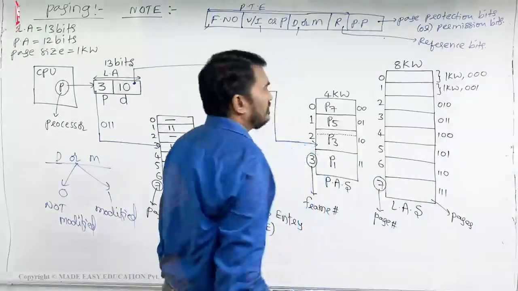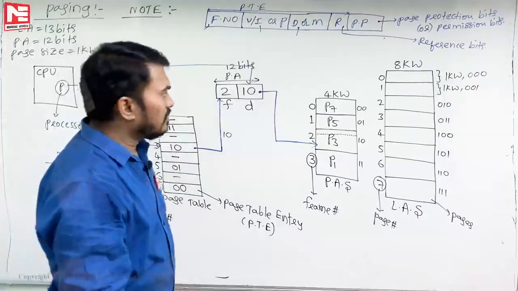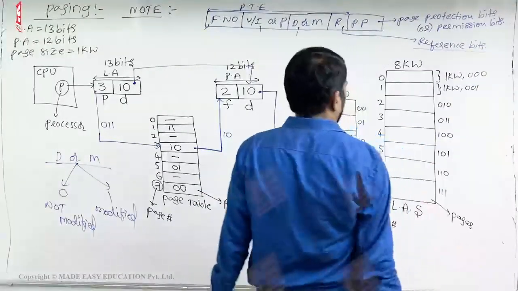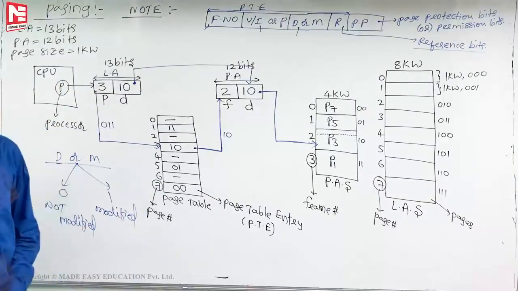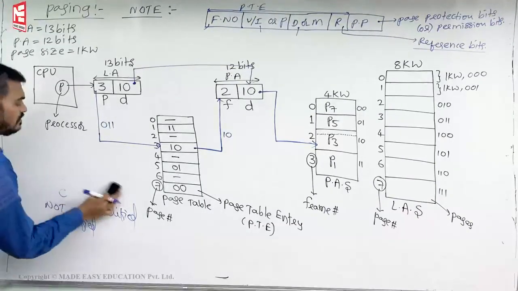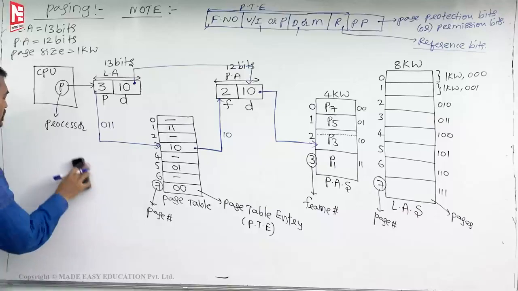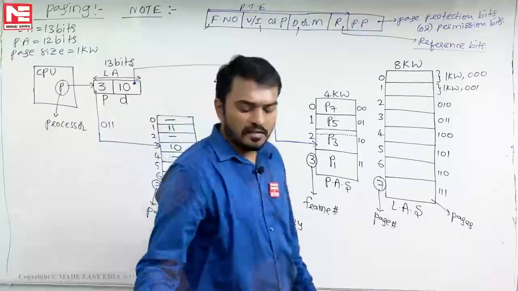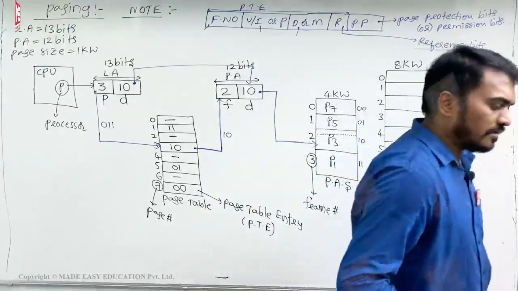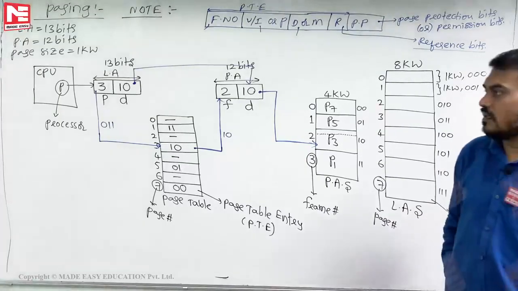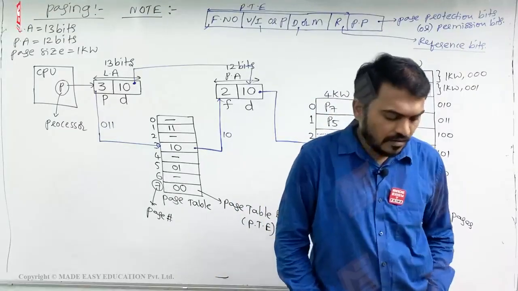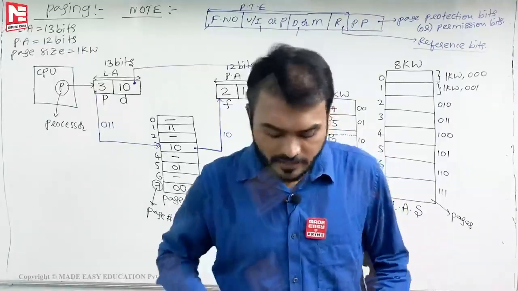Reference bit. This bit is used to identify how many times the page is referred while performing the execution.